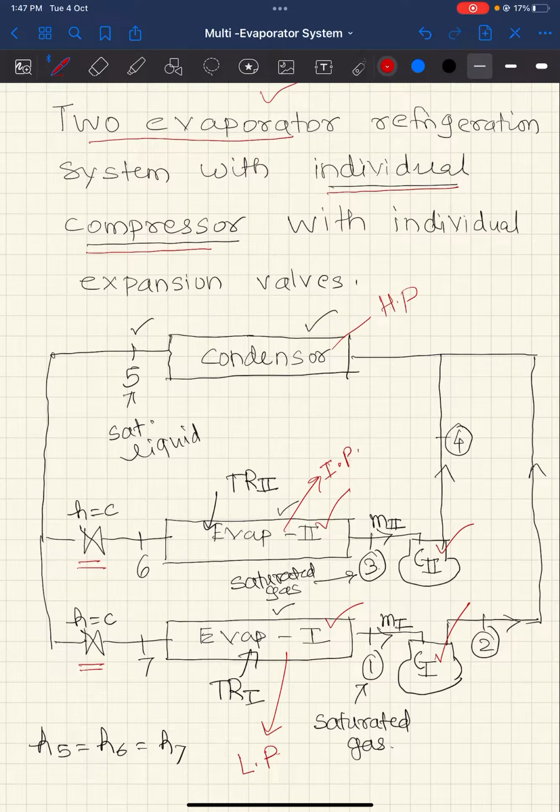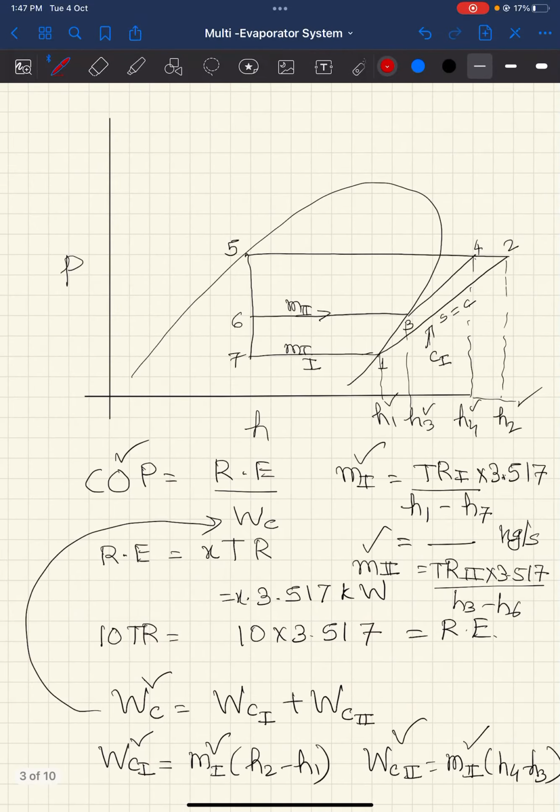We will make an assumption that the refrigerant, as it evaporates in evaporator 1, emerges as dry saturated gas, meaning it is not superheated. That is an assumption we are making. Similarly, the refrigerant evaporated in evaporator 2 is also a dry saturated gas. So state 1 and state 3 are dry saturated gas. If you want to represent such a scheme on a pressure enthalpy diagram, this is state 1, which is dry saturated, and this is state 3, which is dry saturated.